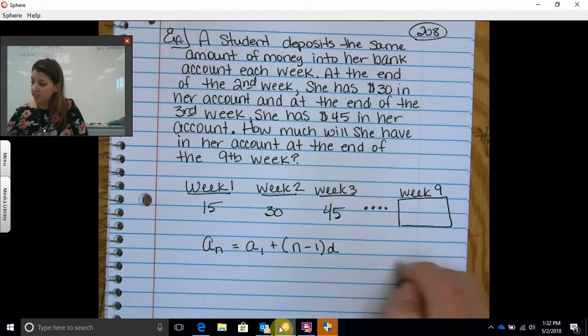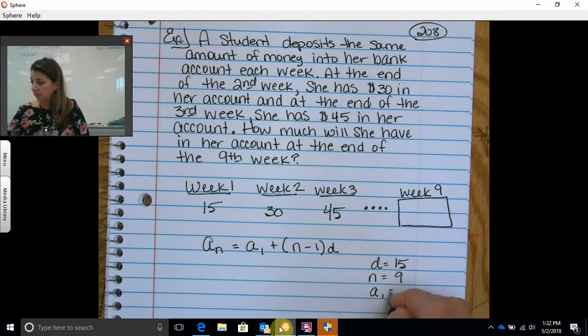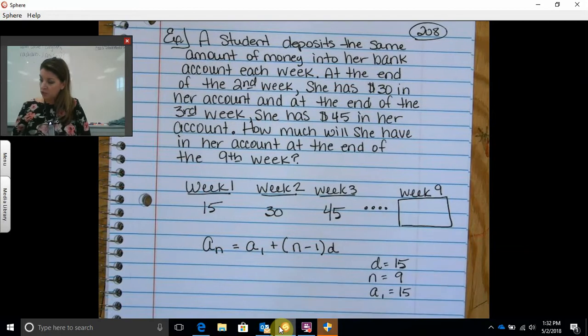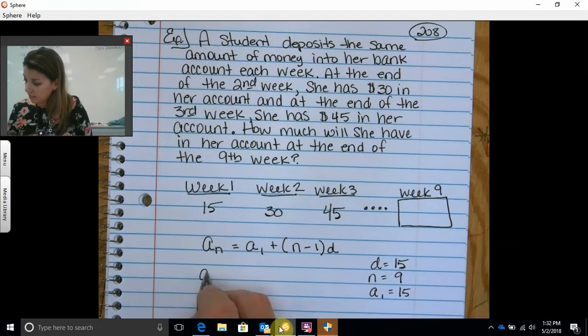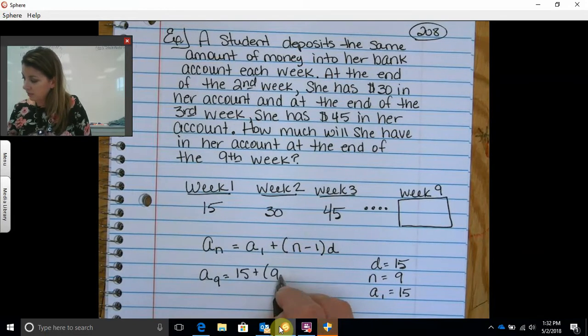So what is d? 15. n is 9 and a sub 1? 15. So we are looking for a sub 9. So that's 15 plus 9 minus 1 times 15. So that's 15 plus 8 times 15.